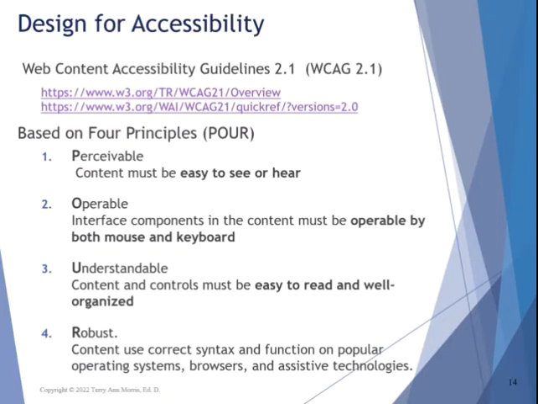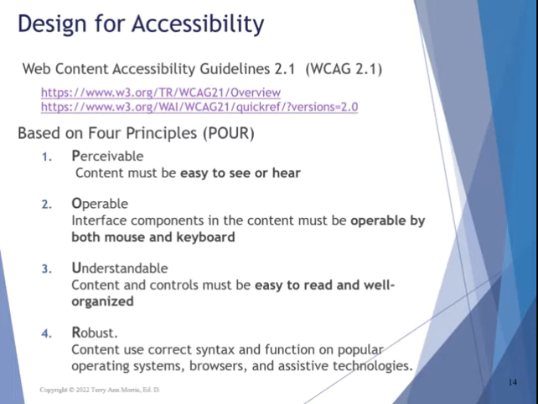Design for accessibility. More information on design for accessibility can be found in the Web Content Accessibility Guidelines 2.1. Design for accessibility is based on 4 principles. Number 1, perceivable. Content must be easy to read or hear. Number 2, operable. Interface components in the content must be operable by both mouse and keyboard.